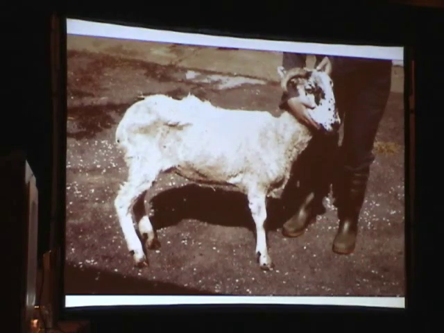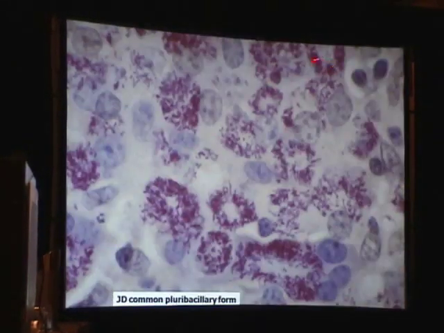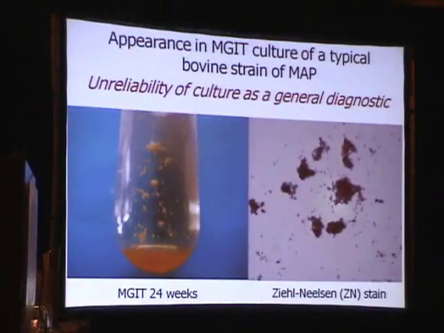This animal also has Johne's disease, and its gut looks like this, in which you can't see any mycobacteria, or you see Ziehl-Neelsen positive mycobacteria. So one of the first things we learn about this organism and its variability is the fact that it can cause a range of histopathological diseases in animals, very much like the range between the lepromatous and the tuberculoid forms of leprosy in humans.